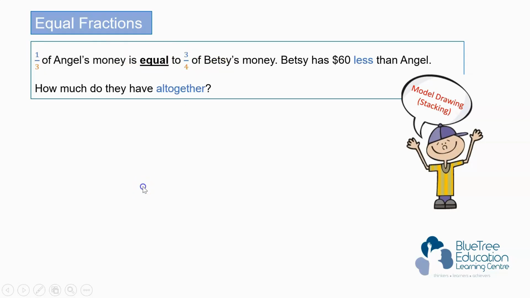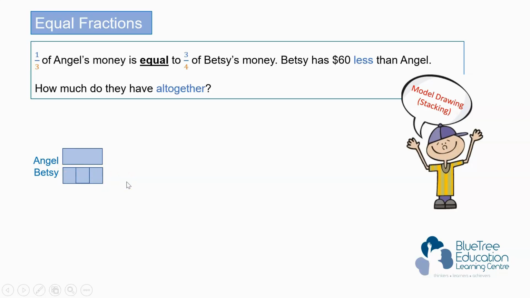So we'll start off by drawing an equal model for both of them, because you know that they have an equal amount of money. So 1 unit of Angel, 1 unit here, is equal to 3 units of Betsy. So we will slice Betsy's unit up into 3.